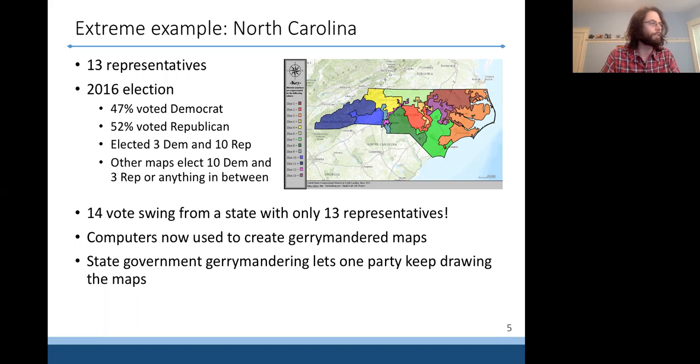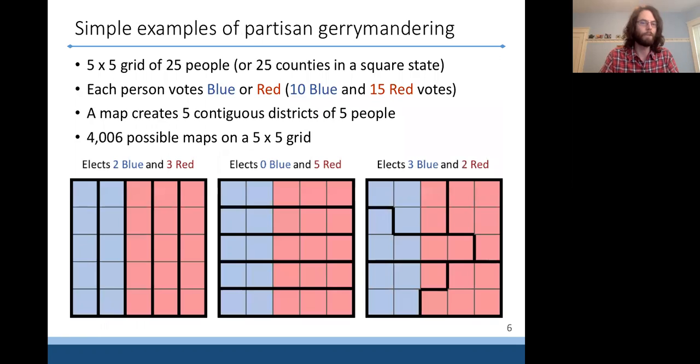And some of the intersection with my work: I come from a background in theoretical computer science. Now computers are increasingly being used to draw gerrymandered maps and also being used to address the problem of gerrymandering. And so that's partly where I come in here. And I'll just add, state governments are the ones that are drawing these maps in most cases.